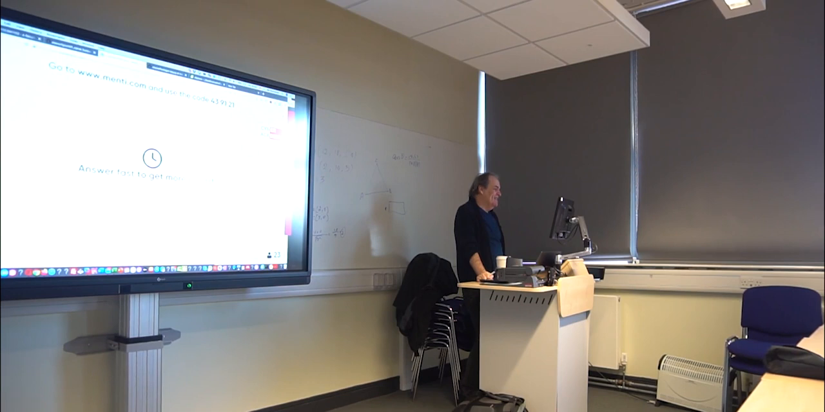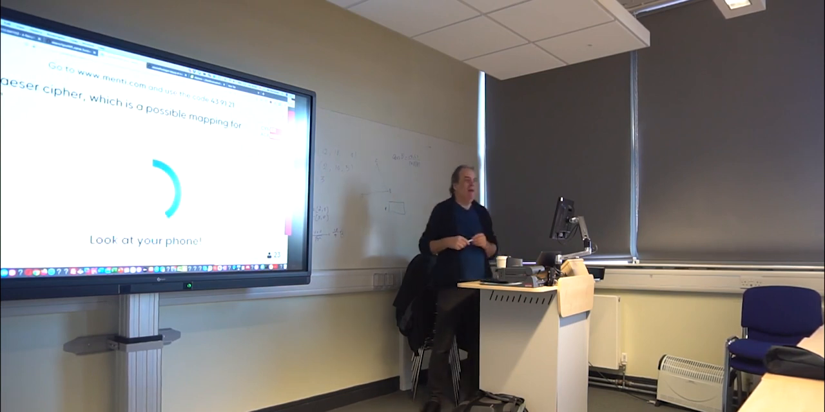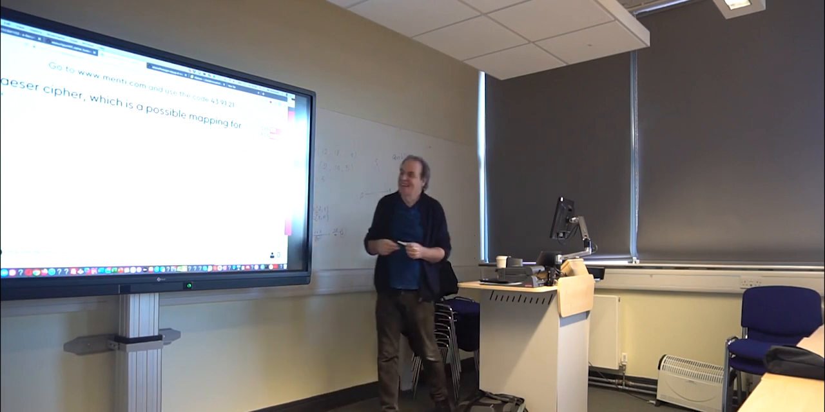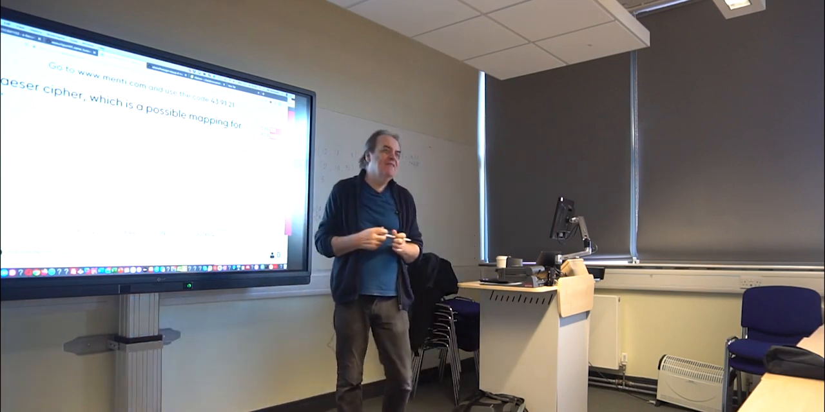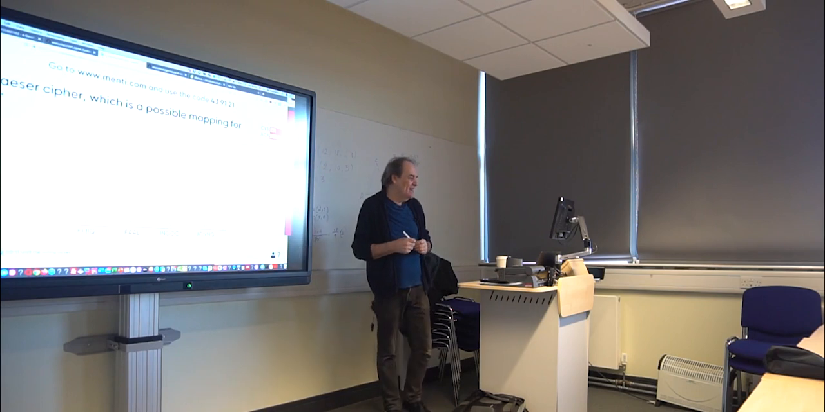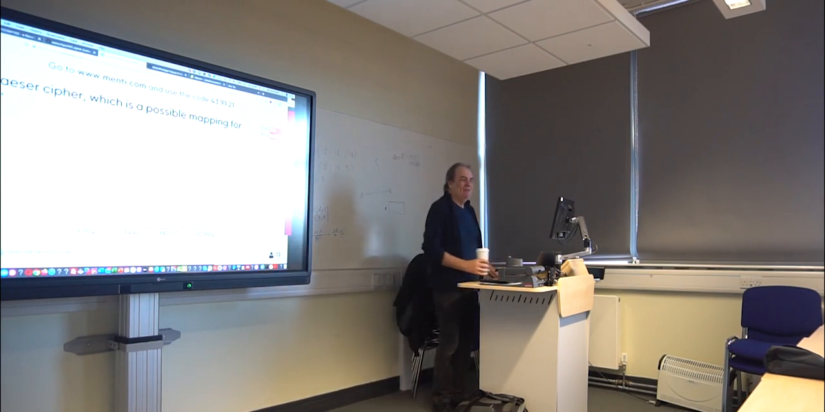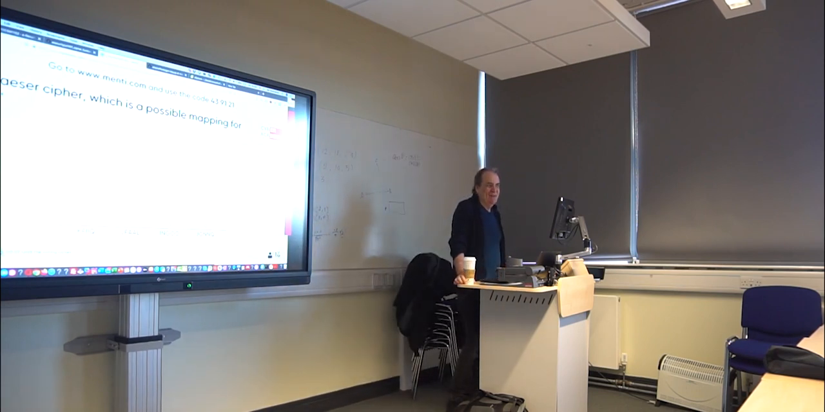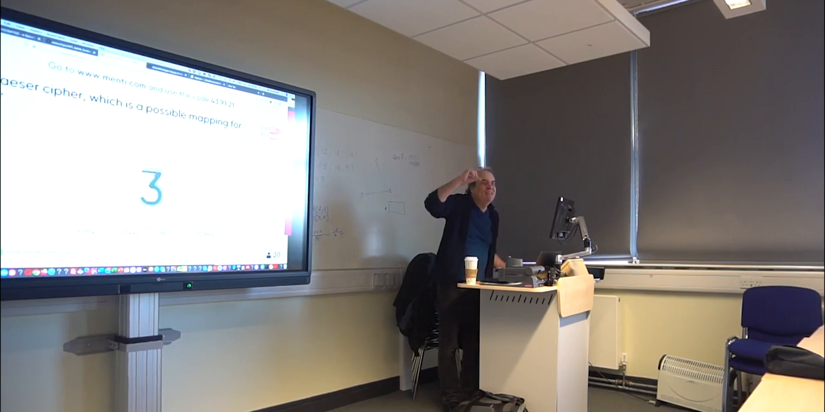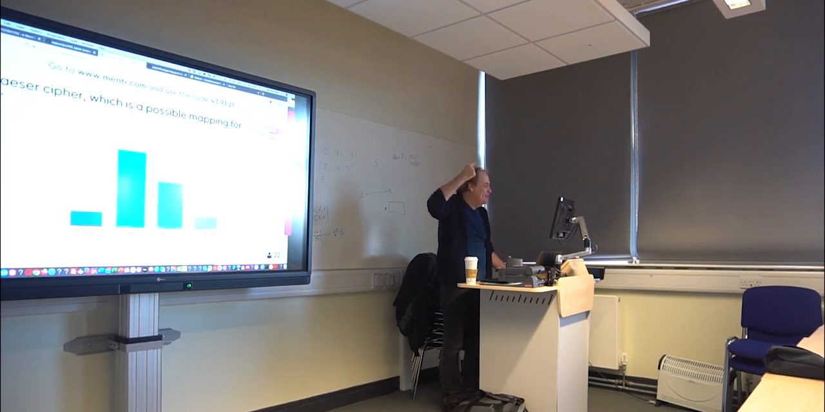Okay, fastest gets more points. And what's a possible mapping? God, this is going to melt your brain. What's a possible mapping for hello with a Caesar cipher? I know that's horrible. Of course it's horrible. But do you have a quick brain? Do you have a brain that approximates? Try and get that approximation.